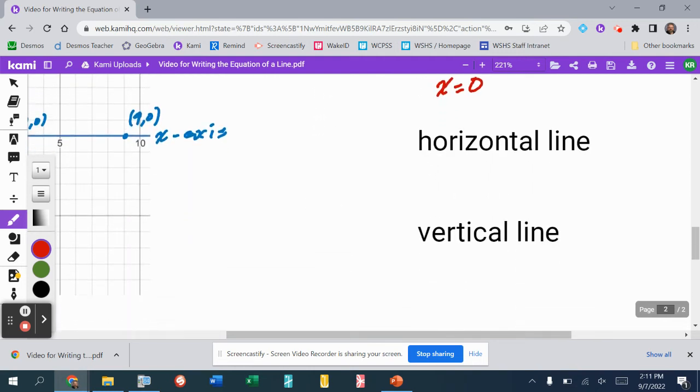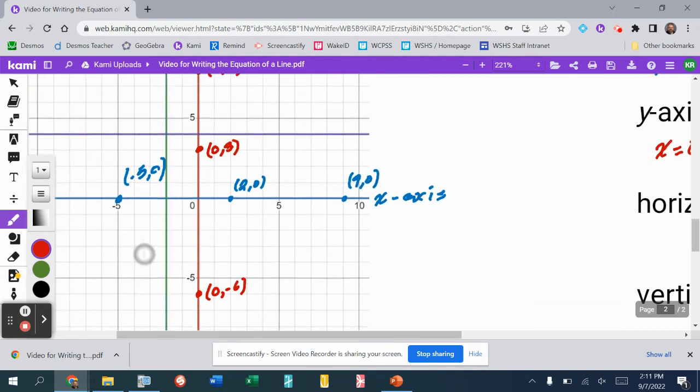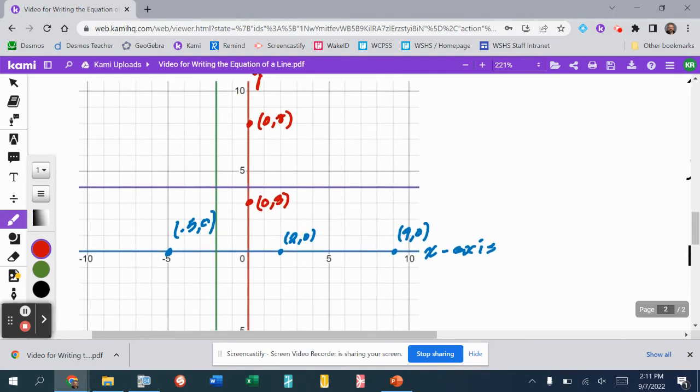So the last two things are horizontal lines and vertical lines. Let's say I have a horizontal line. So here in purple, we have a horizontal line. This here is a horizontal line because it's running from left to right.